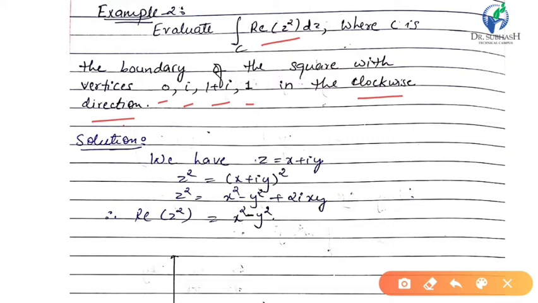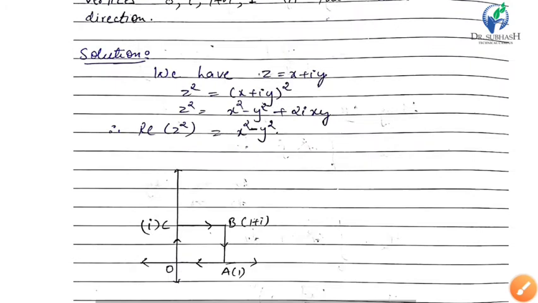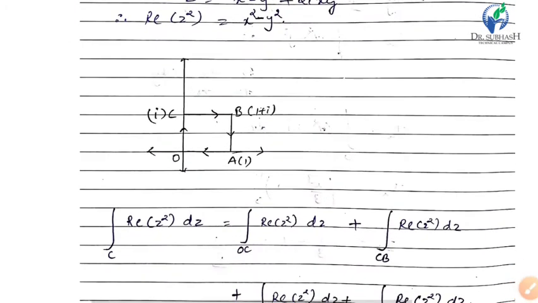So first let me simplify the function. If I am taking z equal to x plus iy, then z square will be x square minus y square plus 2i xy. The question is asked for the real part of z square. So the real part of z square is x square minus y square. And the path given to me is 0, i, 1 plus i, and 1. So this is my clockwise direction.